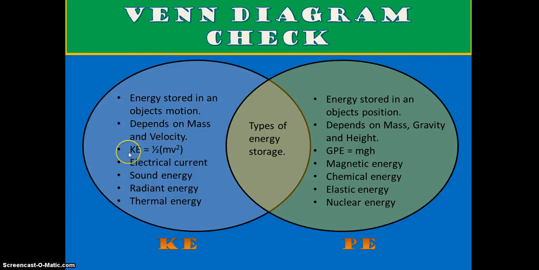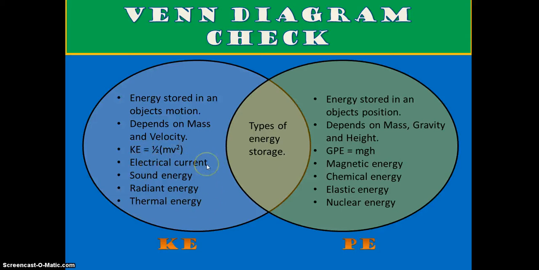The mathematical formula for calculating kinetic energy is 1/2 the mass times the velocity squared. So you square the velocity, you multiply that by the mass, and then you multiply that by 1/2. These are some examples of kinetic energy storage.